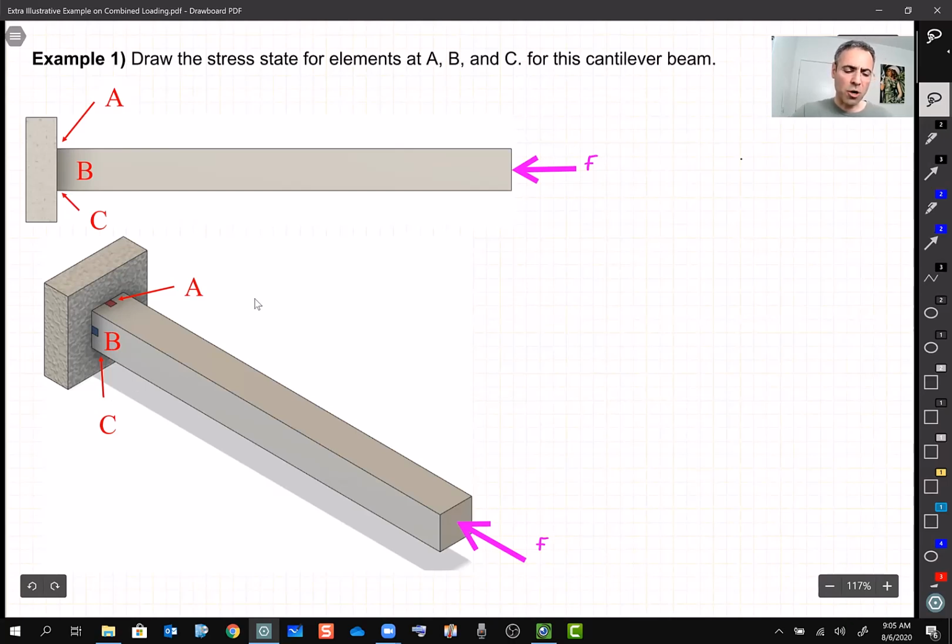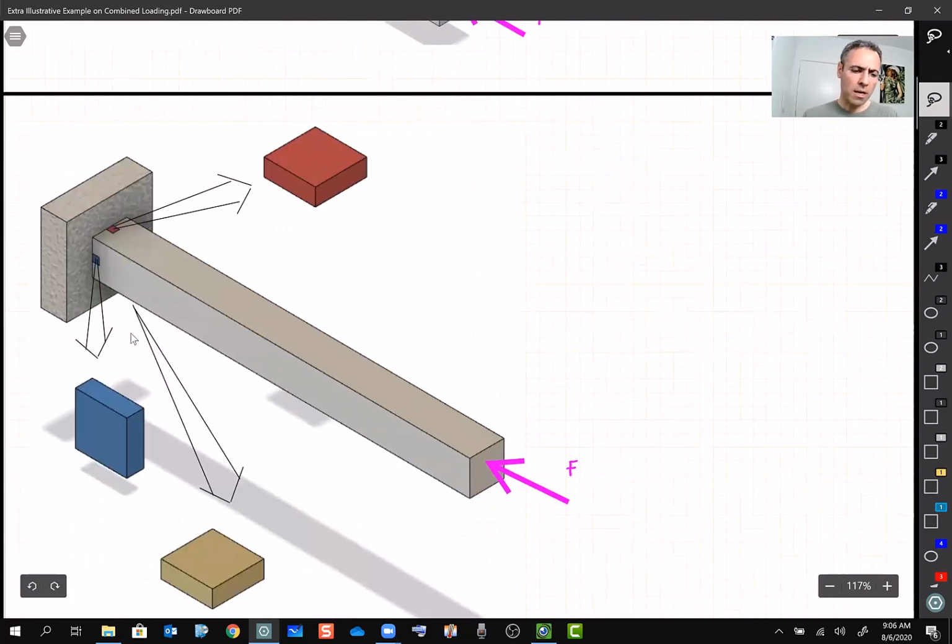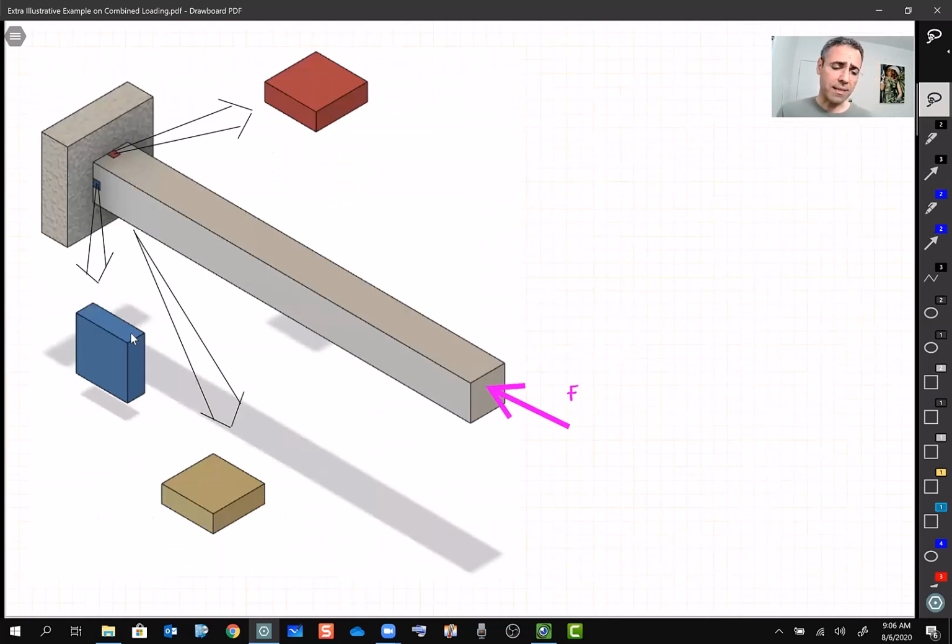So before I draw the stress for A, B, and C, I should think a little bit how these things are going to deform, right? So if I apply a compressive load like this F here, we know this square at point A and B, and by the way, point C is a mirror of point A, are all going to get compressed, right? They become shorter. So immediately we realize that these elements are under compression.